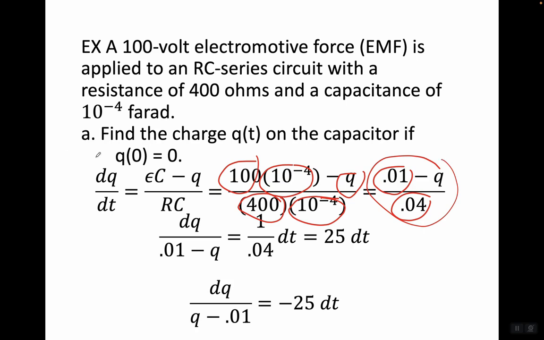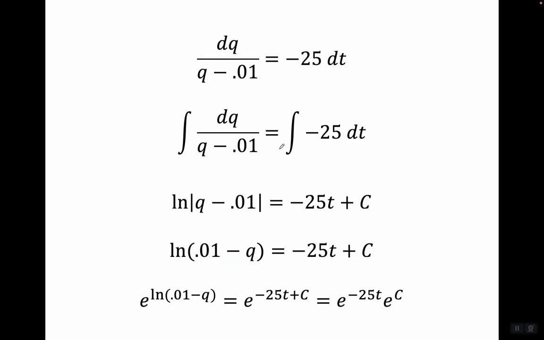This is a separable differential equation. So let's get the Q's on one side. We have dQ over 0.01 minus Q, and when we get the dt on the other side, the right side is just going to be 1 over 0.04 dt. In other words, 25 dt. So we have dQ over Q minus 0.01 equals negative 25 dt. Again, we're just multiplying both sides by negative 1, so we have Q minus 0.01. There's our differential equation. Let's integrate.